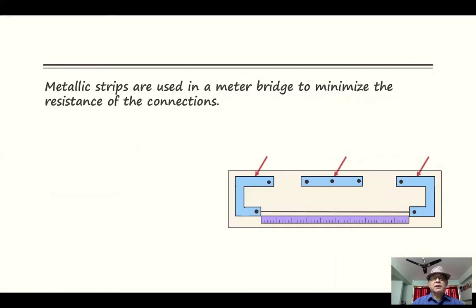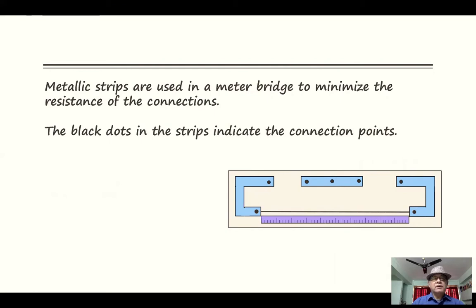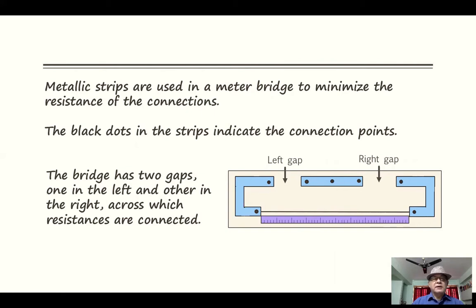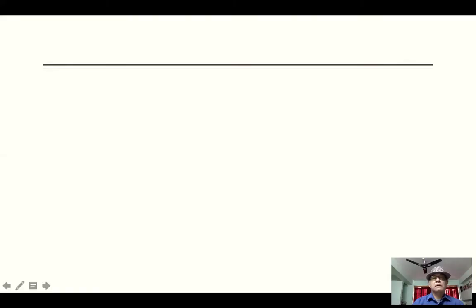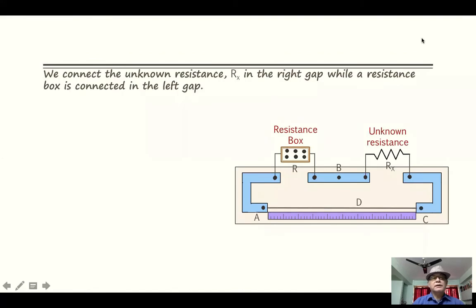Metallic strips are used in a meter bridge to minimize the resistance of the connections. The black dots in the strips indicate the connection points. The bridge has two gaps, one in the left and the other in the right, across which resistances are connected. We connect the unknown resistance Rx in the right gap, while a resistance box is connected in the left gap.